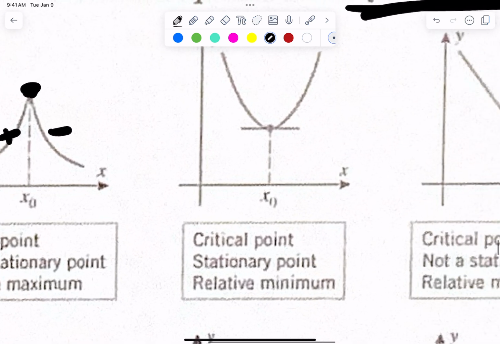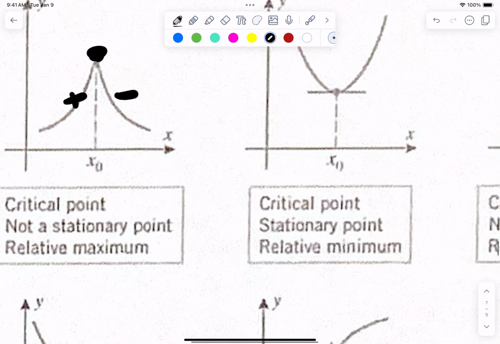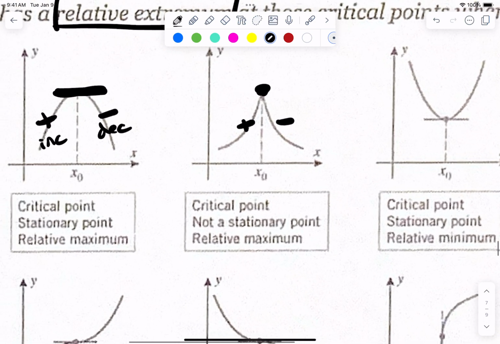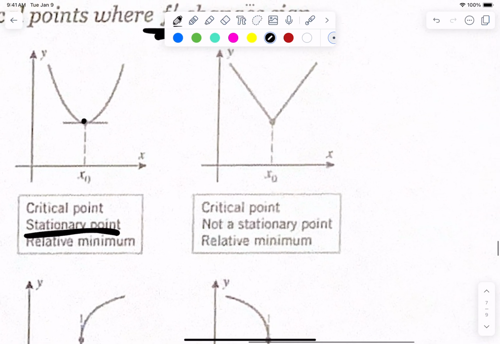Wait, it says stationary point. What does that mean? They call maxes and mins stationary points, and they call cusps non-stationary points. I don't ever use that terminology, but that's what they call it. So cusps are not stationary points. Maxes and mins are stationary points. Whatever. Okay.